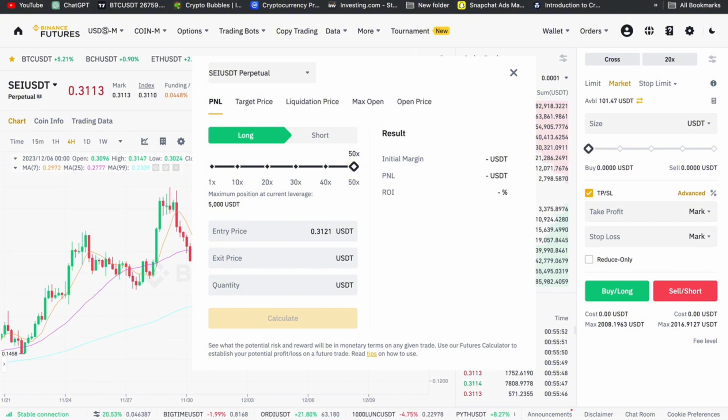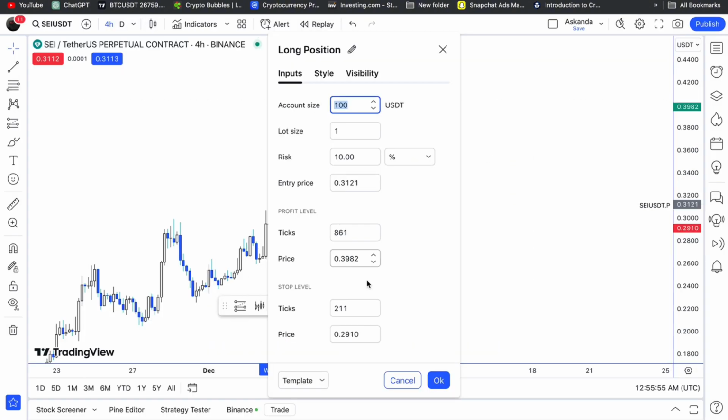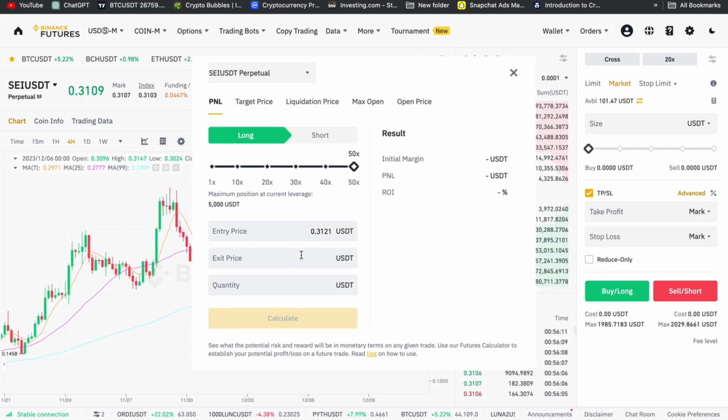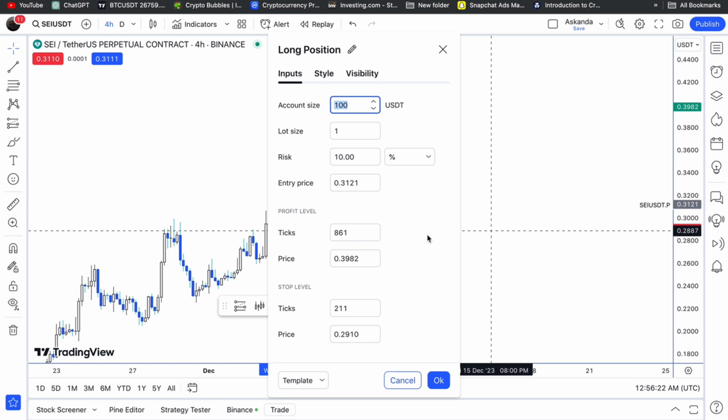Then our exit price, right? So where we want to exit the market if the trade is not going in our favor. So here we have the profit level, that's the take profit, and we have the stop loss level, where you want to exit the market, 0.2910. So we have 0.2910. Then we have the quantity. So the quantity is how much we are trading with.